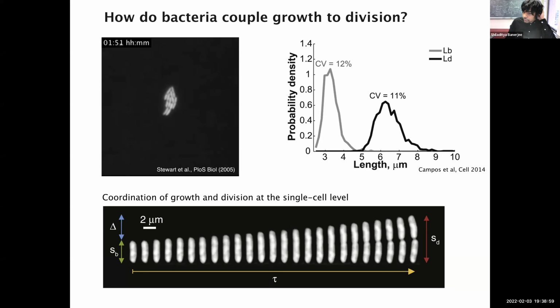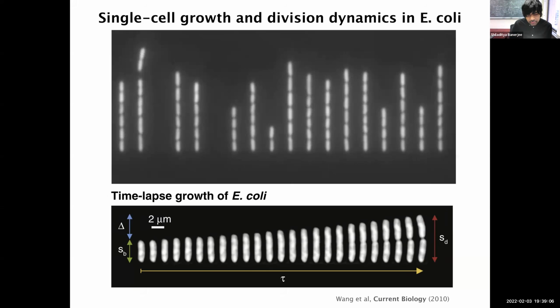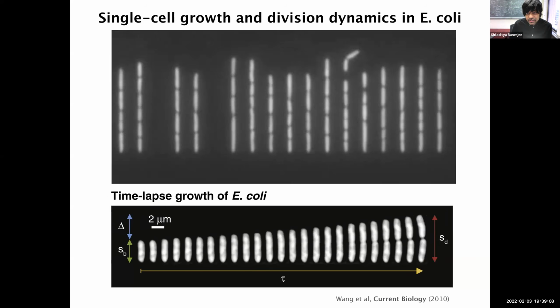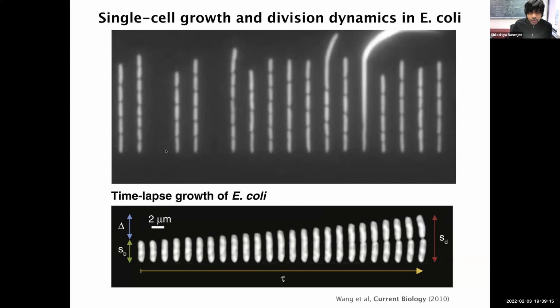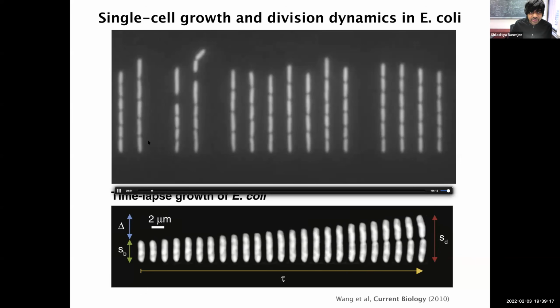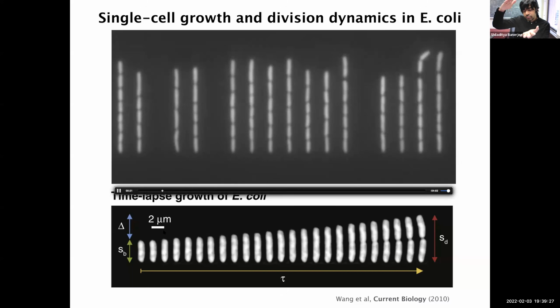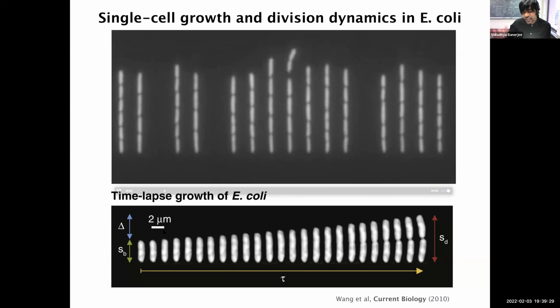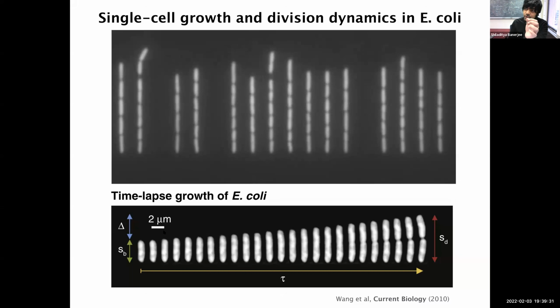So about 10 years ago, people started studying the systems at the scale of single cells using microfluidic devices. What I'm showing here in this movie is a microfluidic device. They are narrow channels, typically of the width of 2 to 3 microns. These bacteria are basically 2 to 6 microns in length, that's the variation you can expect, and the width is about 1 micron.